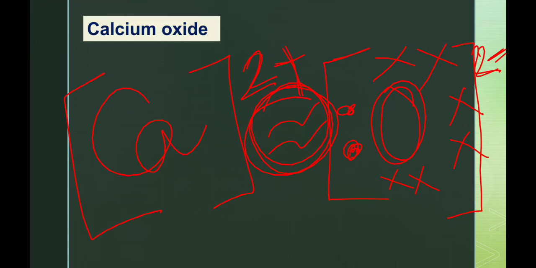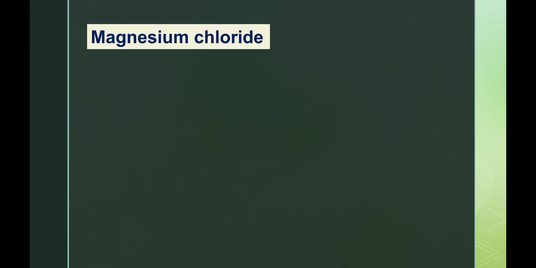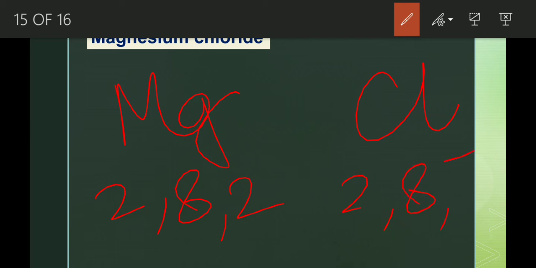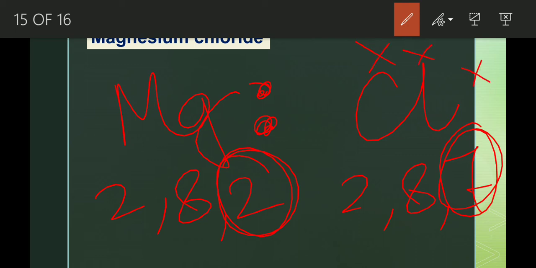Clear? Now the last example is of magnesium chloride. Now magnesium, the atomic number of magnesium is 12. Its electronic configuration is 2, 8, 2. And chlorine, we know it's 17. That means 2, 8, 7. So chlorine has 7 electrons in its valence shell and magnesium has 2 electrons in its valence shell. Let's represent the electrons of magnesium as dots and the electrons of chlorine as crosses.